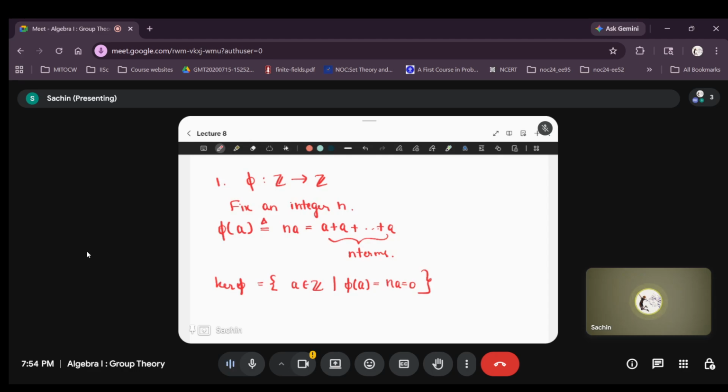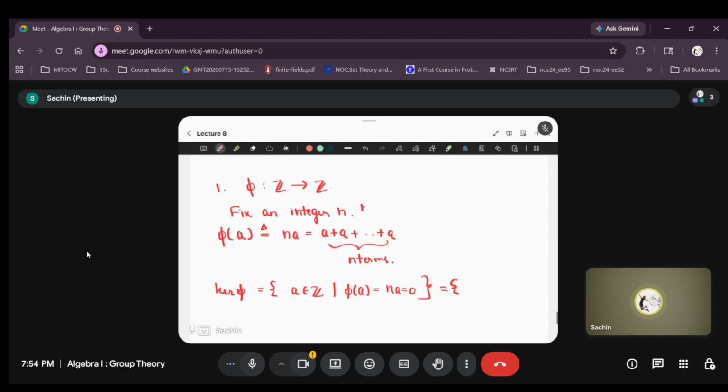Yeah, if a itself is zero, then all its multiples, regardless of what n is, will be zero. But if it's any other integer, the product of two non-zero integers will be non-zero. And here, this was a positive integer, so n is not zero. That means the only possibility for na to be zero is if a is also zero.